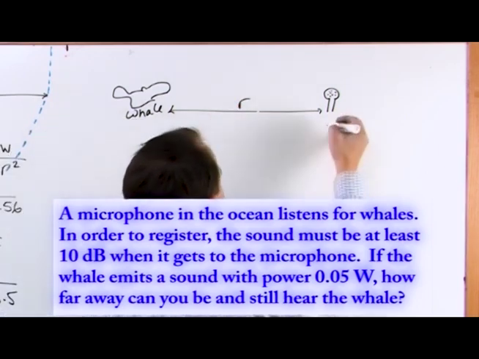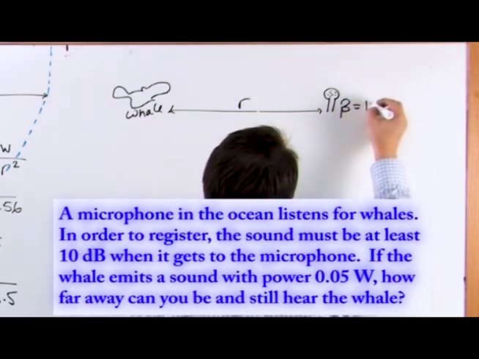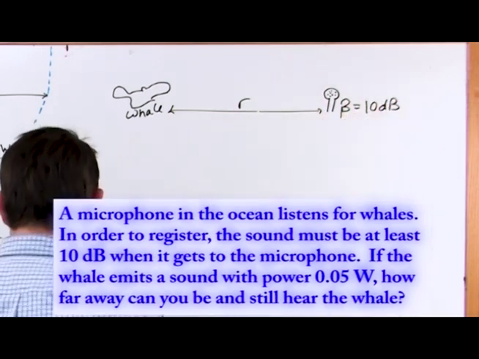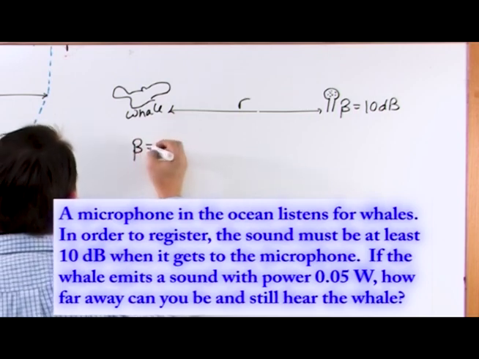But we know that the sound level must be 10 decibels right here at the microphone. Otherwise, it's not going to register anything. So we go ahead and start by writing down the equation for the sound level.